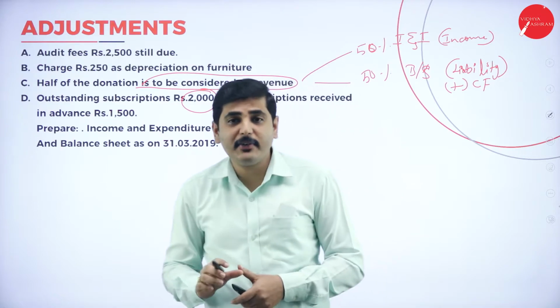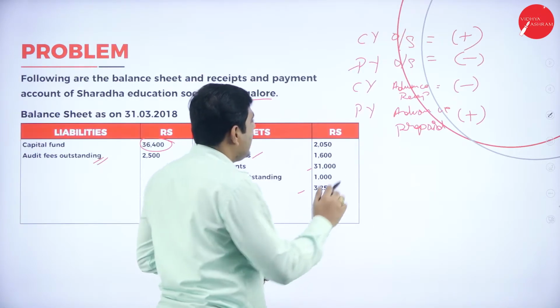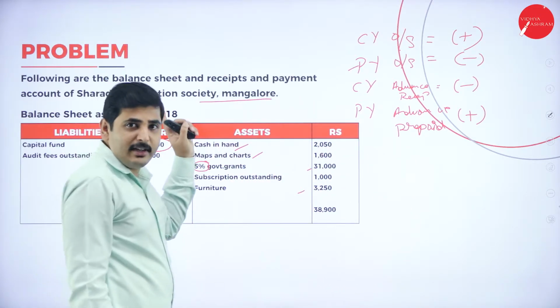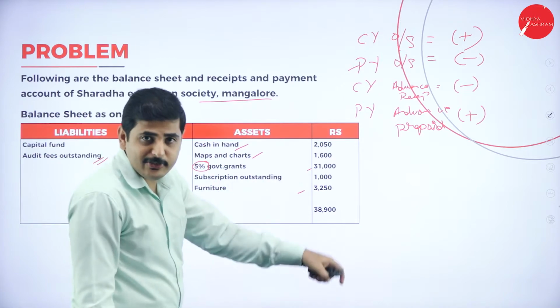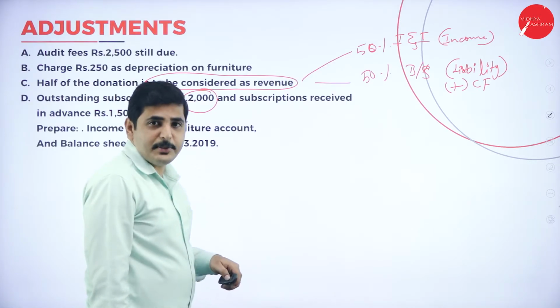Subscription received in advance is given. See what we have written here: anything received in advance. The current year's receipt in advance is given in the adjustment, and the previous year's advance will be given in the balance sheet. So as the current year advance subscription is given, we should deduct it.